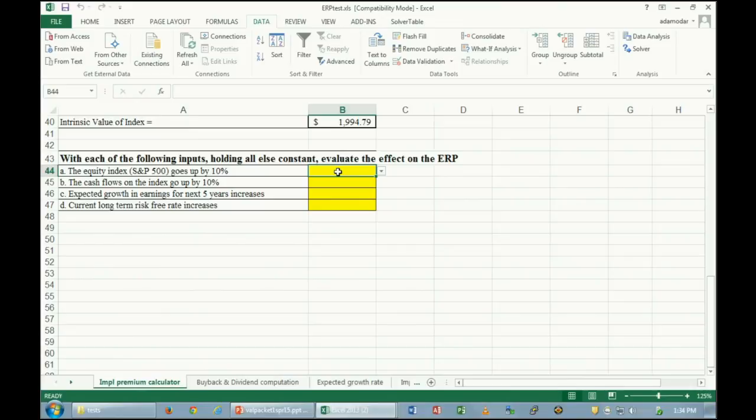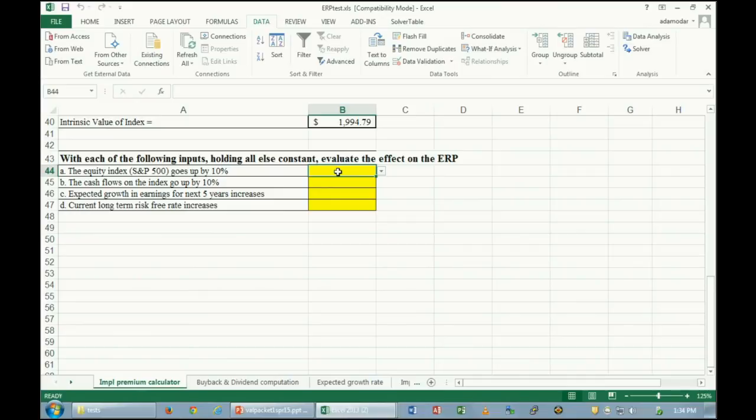Let's say it's gone up by 10%. It hasn't gone up by that much. But let's say you hold everything else constant and you raise the level of the index. Will the equity risk premium go down, go up, or remain unchanged? Again, remember, the easiest way to think about this is think about bonds and interest rates, because those are much cleaner to think about, right? When a bond price goes up, what happens to the interest rate on the bond? It goes down. If I hold everything else constant and increase stock prices, the equity risk premium goes down.